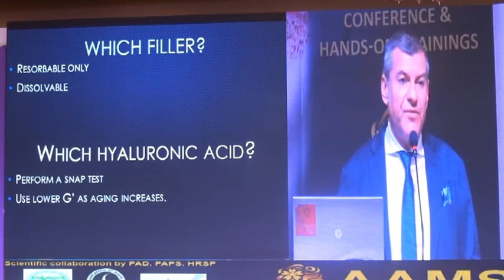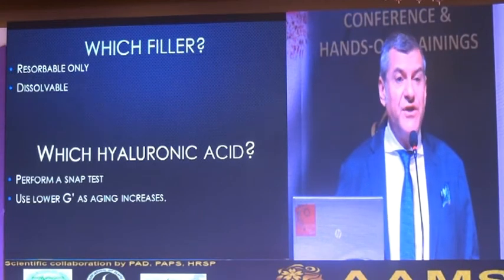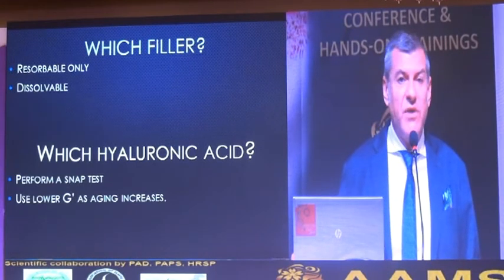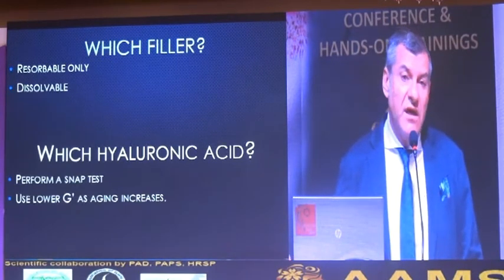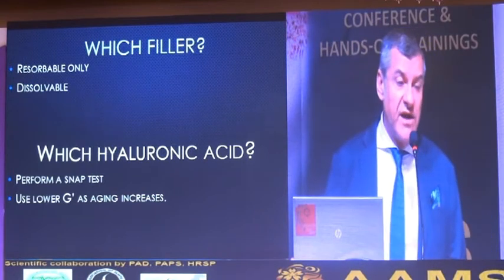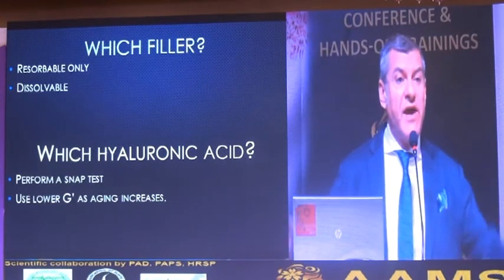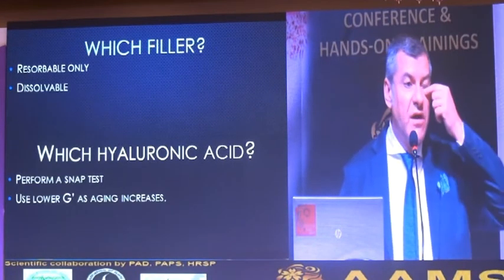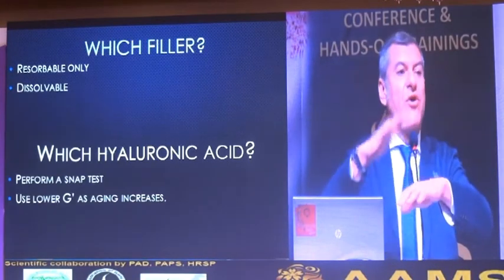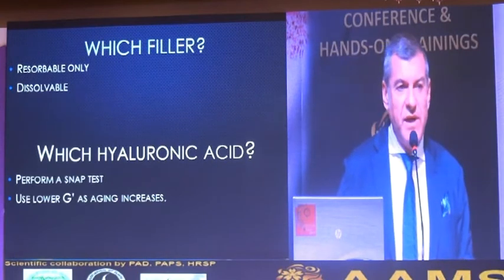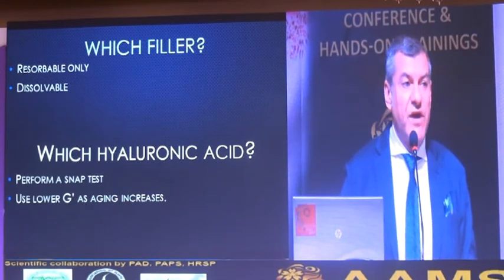because we can never assure our patients that we'll never make a mistake. We cannot guarantee that, but we can guarantee that we can make mistakes that we can solve with relative ease. Now, which hyaluronic acid? Very practically, this is not scientific, but do a snap test. If you have an old man like me and you see that the skin doesn't snap back into place, then you want to use one of the low G prime, softer, more cohesive hyaluronic acids.